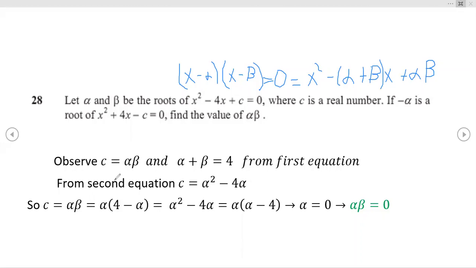So let's go ahead and use this information. And again, this is just reading directly from the problem statement, but alpha beta is equal to C. You see, if you locate the position here, C plays the same role as alpha beta over here. So C is equal to alpha beta just by inspection.